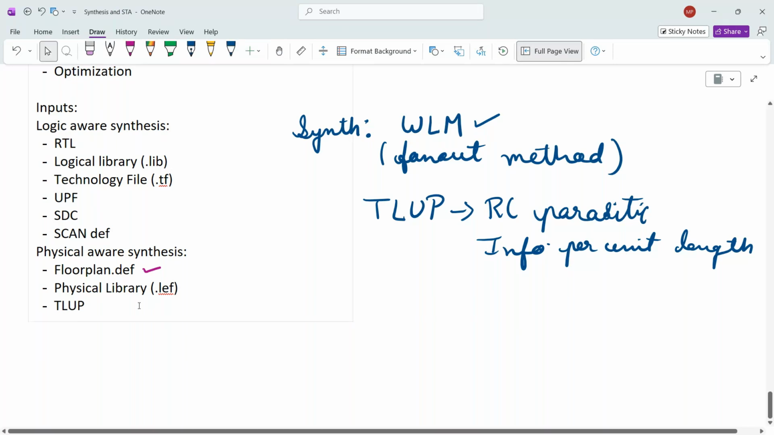Right. So we are going to see these input files. We are going to open them and see the WLM models and how they work and all those things. So these are the inputs to synthesis. Correct.